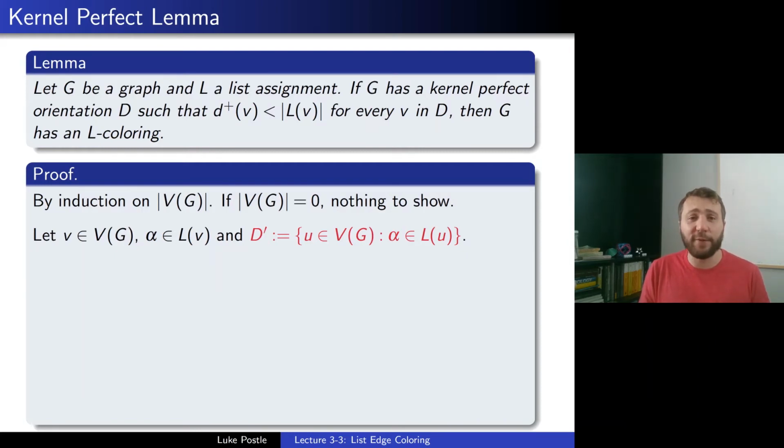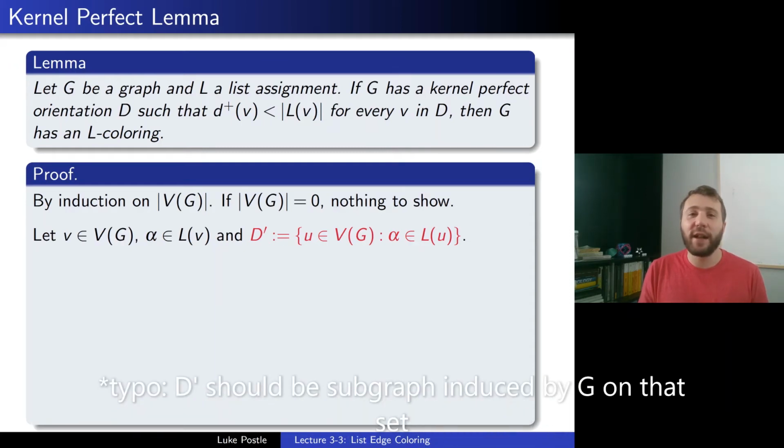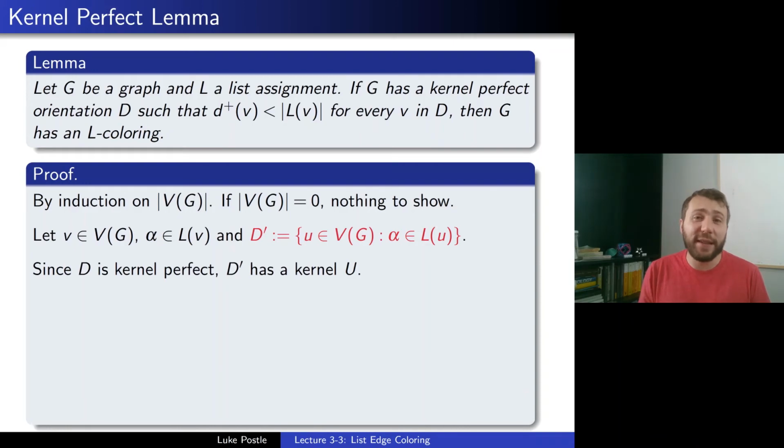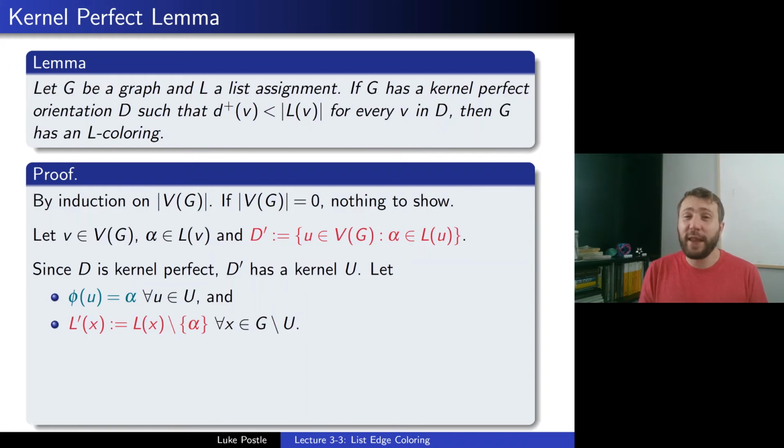So I pick this color alpha, and I look at the subgraph induced by all the vertices that have alpha in their list. So I take D prime, the induced subgraph on that set of vertices. And then what? Then, well, since D is kernel perfect, D prime has a kernel U. This is the guarantee that whenever you take an induced subgraph, so if you just restrict to the vertices with color alpha on the list, you're guaranteed a kernel. What good is that? Well, now color everybody in the kernel with the color alpha. We can do that, right? It's good for coloring because it's an independent set.